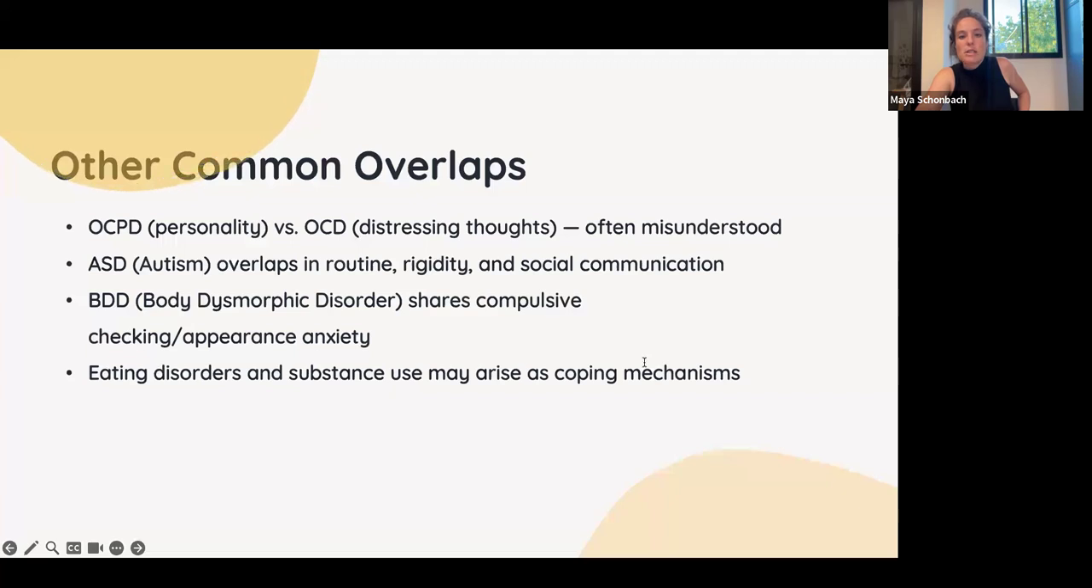And then eating disorders and substance use disorders are also worth noting. They might seem separate or can emerge as coping mechanisms, not healthy ones, but coping mechanisms. But substance use, for instance, is present in almost 7% of cases. And that, again, can also further complicate treatment. So these are also very common overlaps.